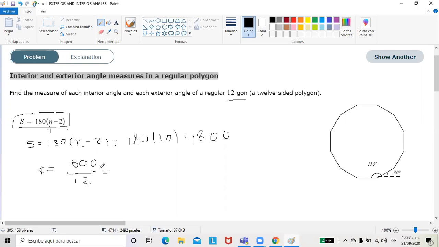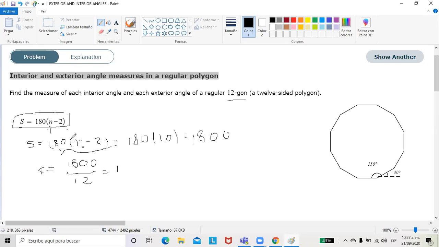Teacher, why is 180 multiplied by 10? Because this is the formula. Yes, 12 minus 2 is equal to 10. Excuse me, why is it 10 again? Because you need to solve this. You only solve this: 180 multiplied by 12 minus 2.